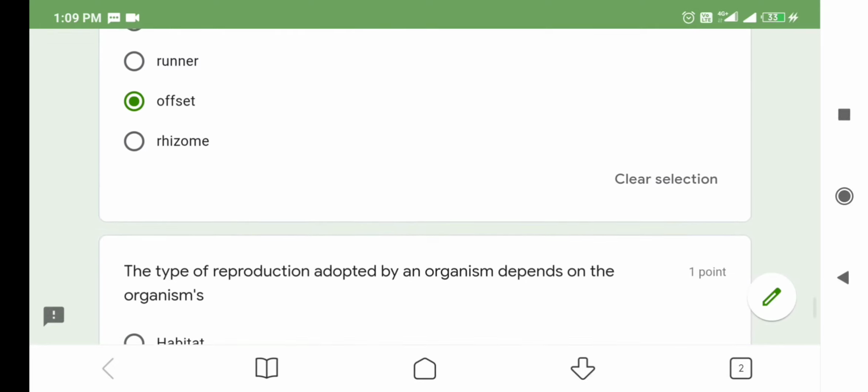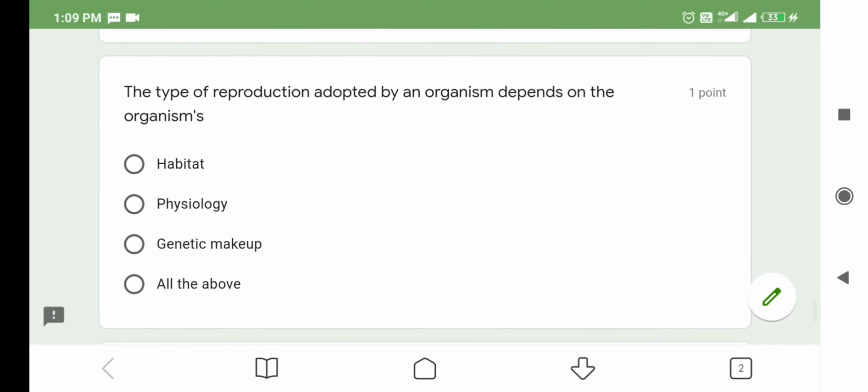The next question. The type of reproduction adopted by an organism depends on the organism's dash. Option number 1, habitat. Option number 2, physiology. Option number 3, genetic makeup. Option number 4, all the above. The mode of reproduction adopted by an organism depends on all these three factors. So option number 4, all the above, is correct.